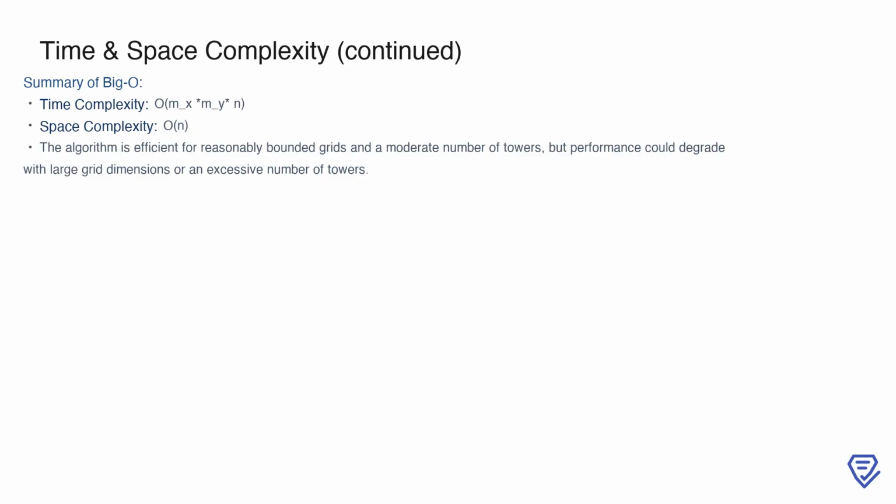This makes the solution efficient for grids that are reasonably bounded and for scenarios with a moderate number of towers. However, as the grid dimensions or the number of towers grow excessively, performance could degrade. The algorithm strikes a balance between simplicity and efficiency, and its performance is well suited for typical problem constraints involving a manageable number of towers and grid dimensions.